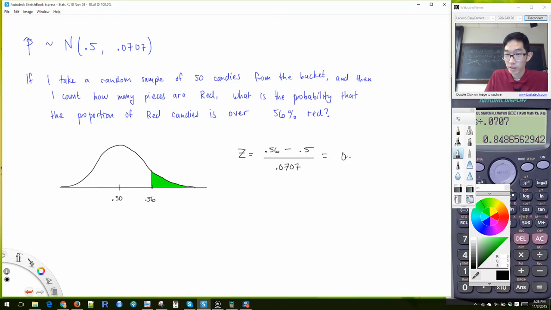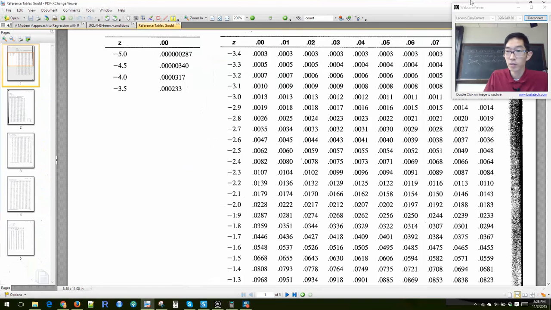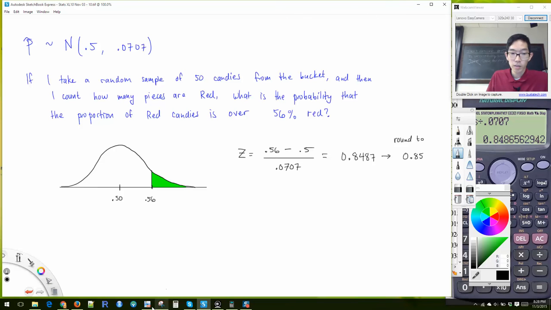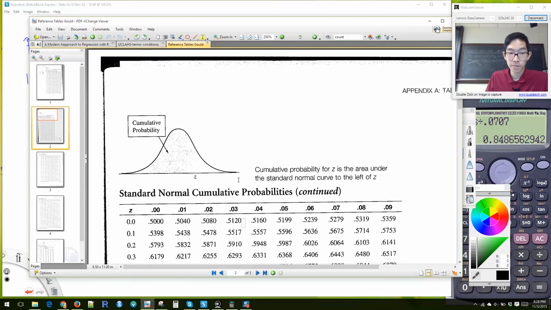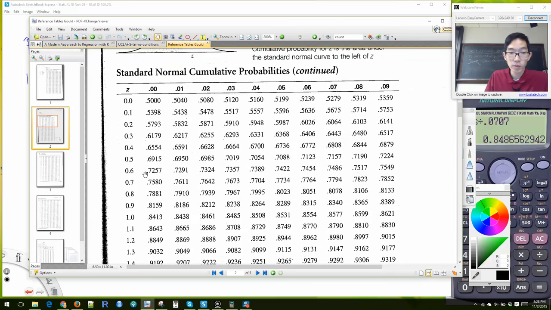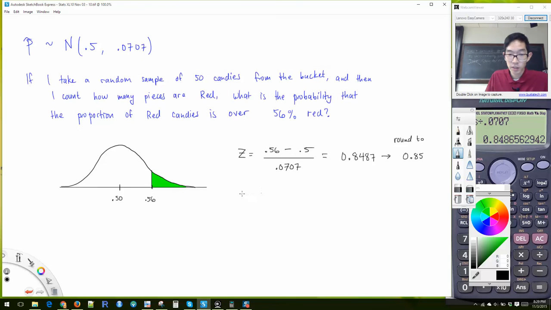And so I get z equal to 0.8487. So this rounds off to 0.85, right? So I look up z equal to 0.85. And what is the value I get when I look up z equal to 0.85? I get 0.8023. Is that the answer to my question?